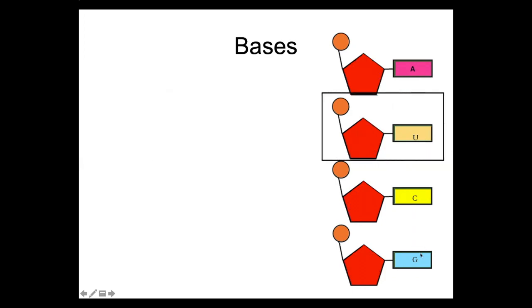That U is different, but don't worry, guys. It's going to act just like a T. All right. Why is there a U instead of a T? I didn't make that decision. That's just how it is in nature. But it's going to behave exactly the same. Where A's paired with T's, A's can now pair with the U's. Just don't let it confuse you.